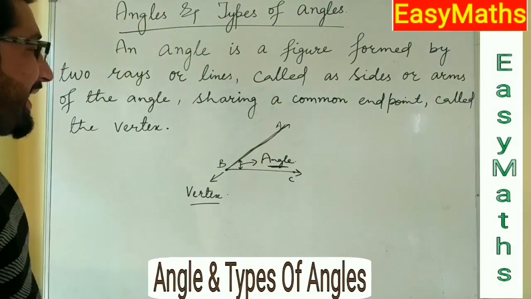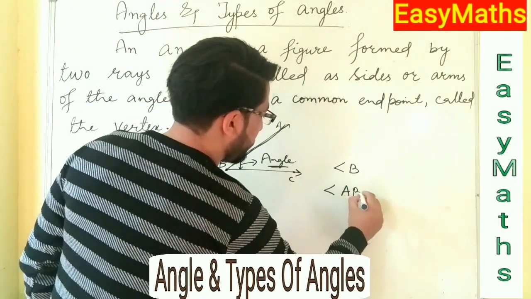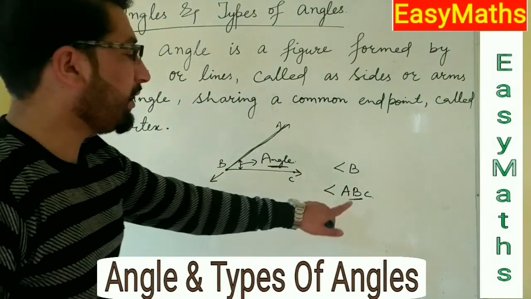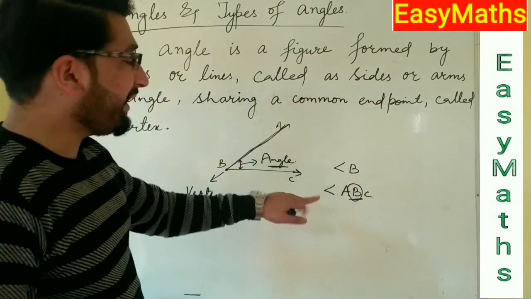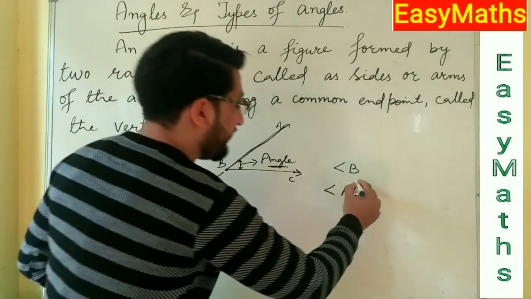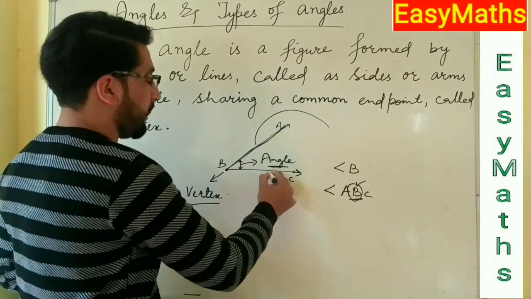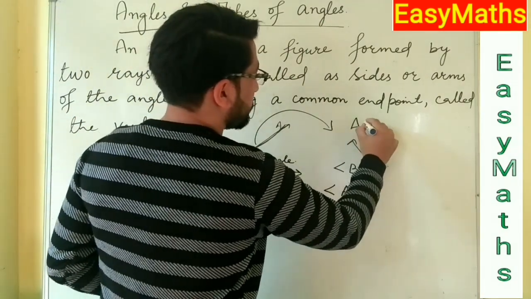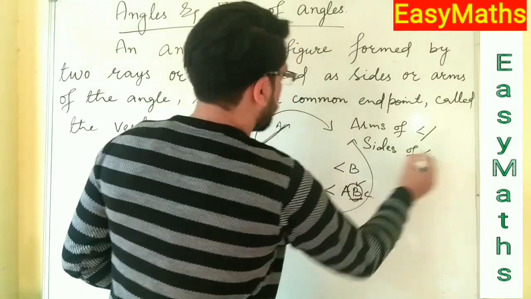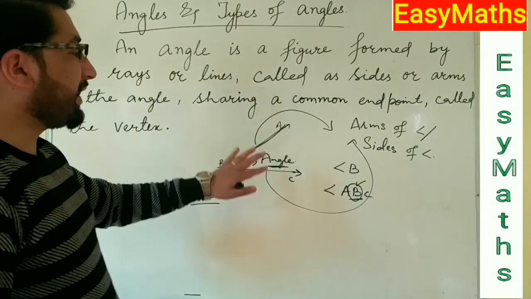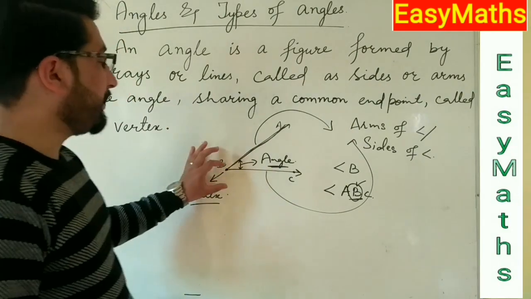Here our angle is at B, so we can denote it as angle B, or we can write it as angle A B C. Remember, whenever we write three letters together, the letter in between is the vertex of the angle. These two rays are the arms of the angle, or the sides of the angle. Students, the point where these two rays meet is the vertex.